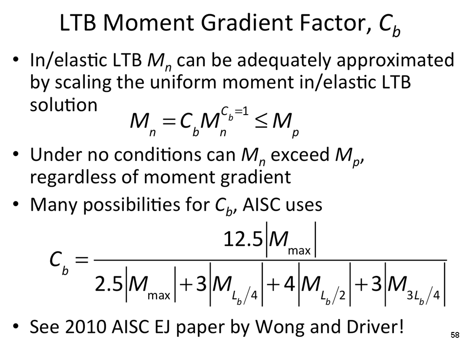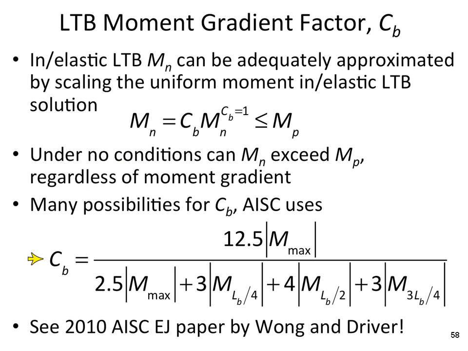So a little bit about that C sub B factor. What we're basically going to do is take the nominal capacity for uniform moment, and we're going to scale it by C sub B. And the important thing to note is that under no conditions should we be able to exceed M sub P. So no matter what, we can never get higher than the plastic moment capacity.